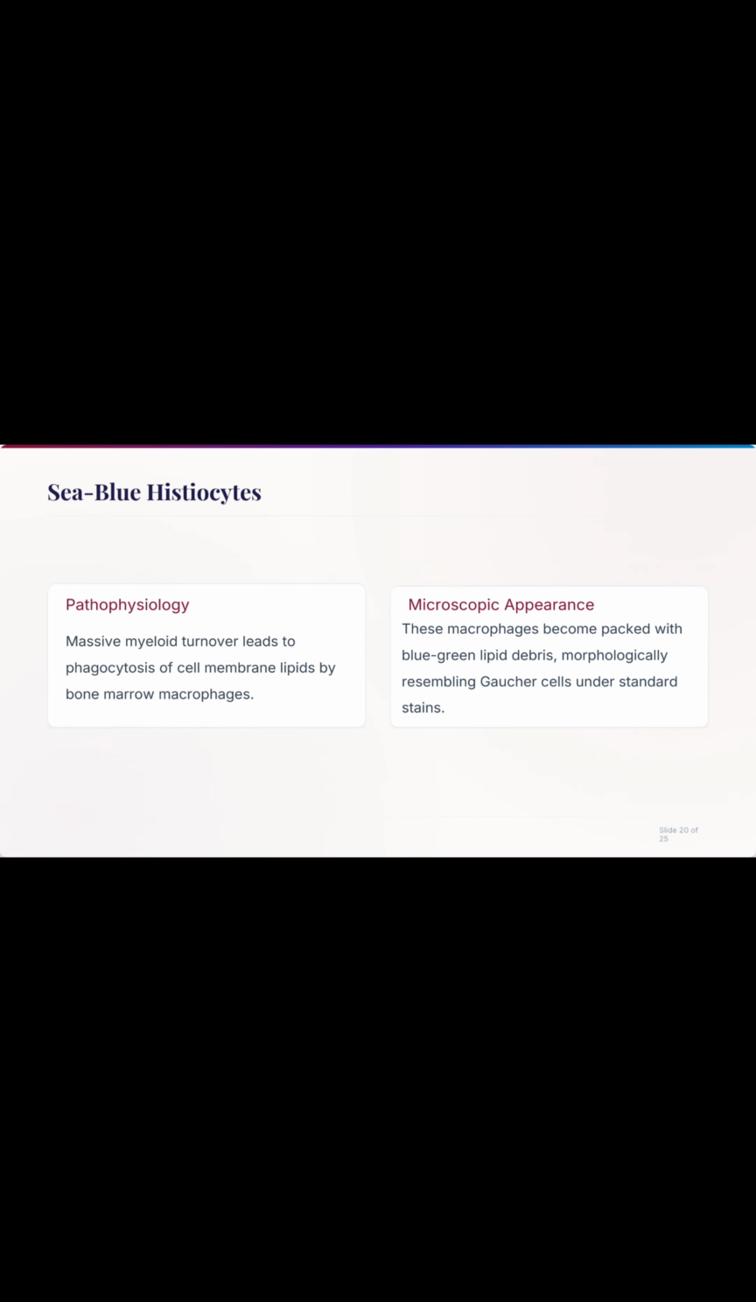Sea blue histiocytes. Pathophysiology. Massive myeloid turnover leads to phagocytosis of cell membrane lipids by bone marrow macrophages. Microscopic appearance. These macrophages become packed with blue-green lipid debris, morphologically resembling Gaucher cells under standard stains. So they are called sea blue histiocytes.